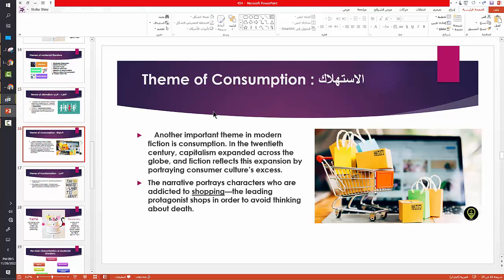Theme of consumption. Another important theme in modern fiction is consumption. In the 20th century, capitalism expanded across the globe, and fiction reflects this expansion by portraying consumer culture and excess.